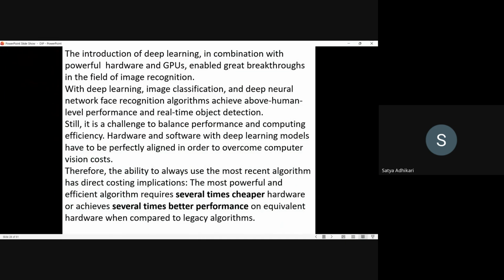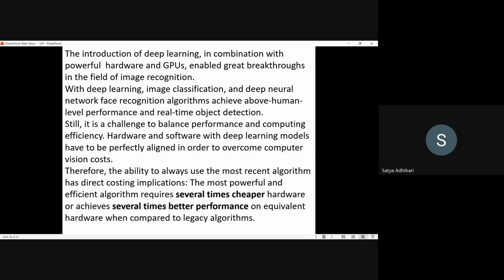The introduction of deep learning in combination with powerful hardware and GPUs enabled great breakthroughs in the field of image recognition. As you know, deep learning is a vast topic, and the different processes used in it for image classification and neural network face recognition algorithms achieve above human level performance and real-time object detection. So particular software and algorithms are used for the detection and recognition of objects in an image. Still, it is a challenge to balance performance and computing efficiency.